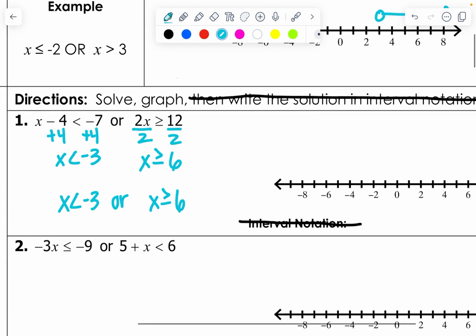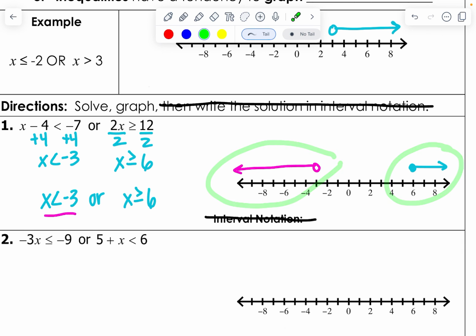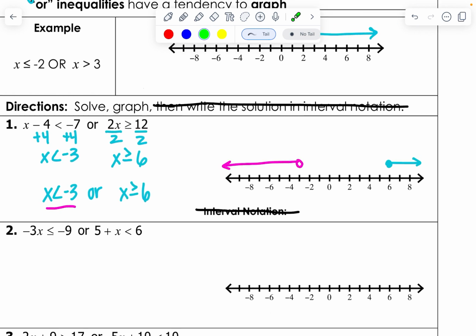And like I was talking about in the example with the age, you'll see when you graph this one, I'm going to use two different colors. So I have x is less than -3. That's going to be here. And then my other one is x is greater than or equal to 6. So that is a closed circle pointing to the right. What I was going to say is you'll see that they're not intersecting. There is no number that meets this criteria that also meets this, which is kind of like what you're talking about with how old people are when they work as a real life example. That's kind of it for or.